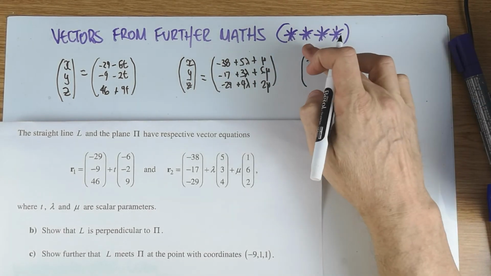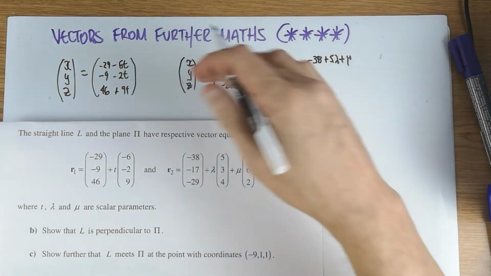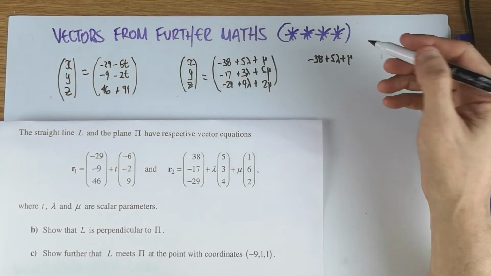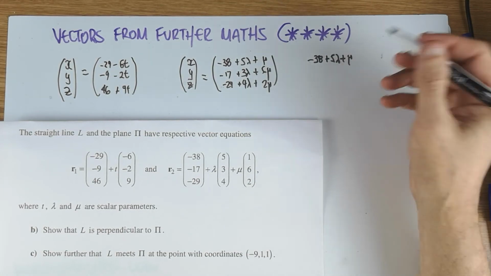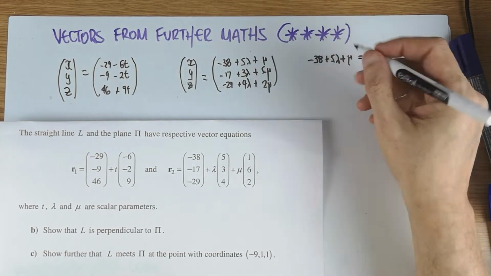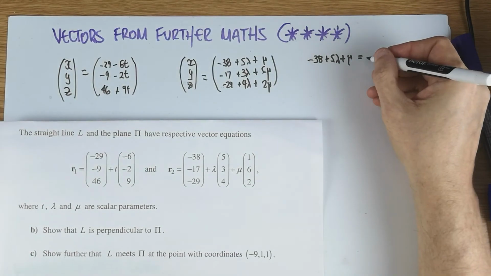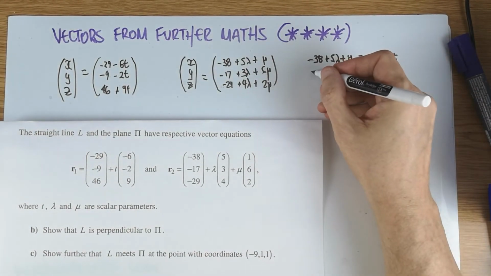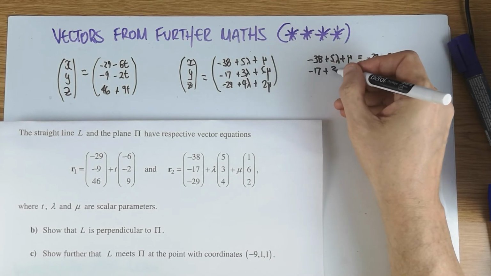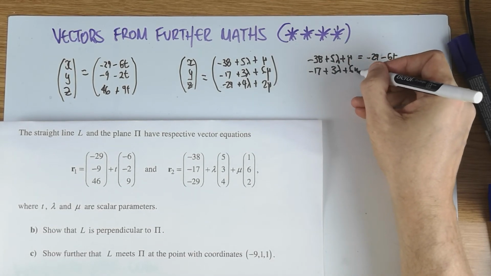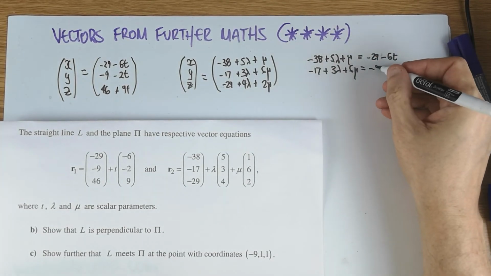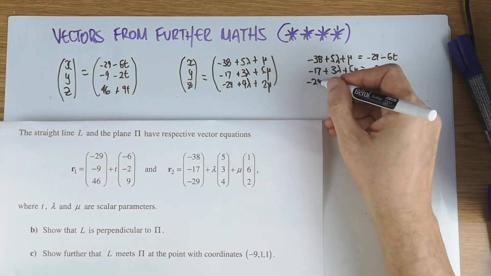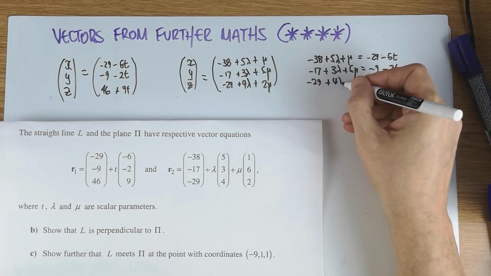Okay, actually I don't need, I'm going to drop the matrices there. Actually, not matrices, vectors. It's actually what it is there, but vectors are matrices. That bit here is equal to minus 29 minus 6t. The y component, minus 17 plus 3 lambda plus 6 mu, is equal to minus 9 minus 2t. And lastly, it looks very, very messy, doesn't it?